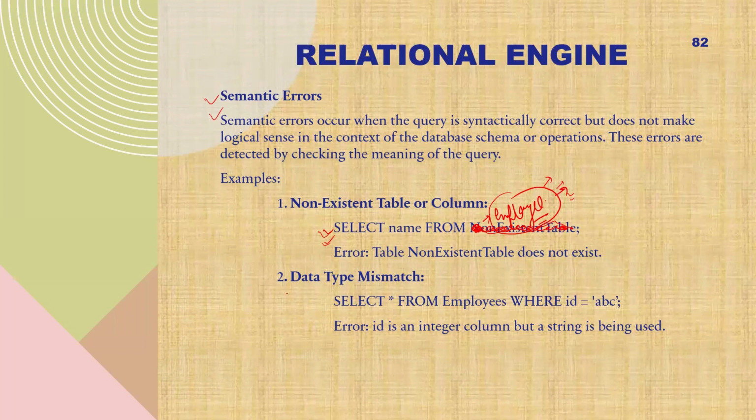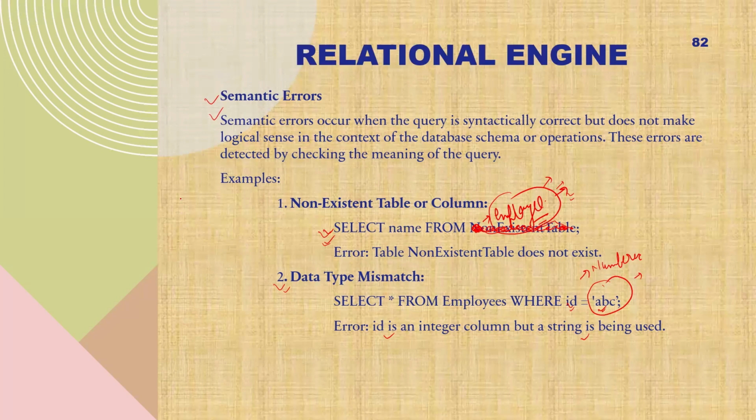Another one is a data type mismatch. We have multiple data types. If I'm running select a star from employee where ID, the ID should be numeric, but here it is given as the alphabet ABC. Then again it will throw an error that ID is an integer column, but a string is being used in place of an integer. The same kind of error would come under semantic errors.